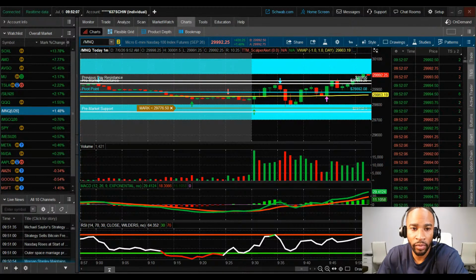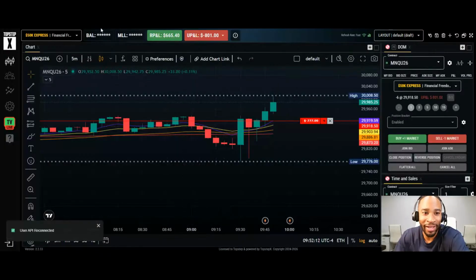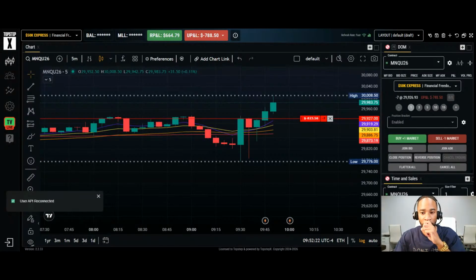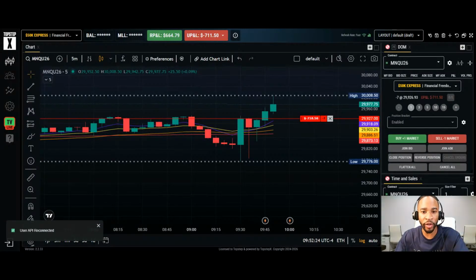Risky play. Let's go back to our chart so you all can see how much I'm down at the moment. So far in this one funded account, I'm down about 600 and some change. Order filled. Let me add to this position. Down 700 and some change. So I'm holding about 7 contracts at the moment.